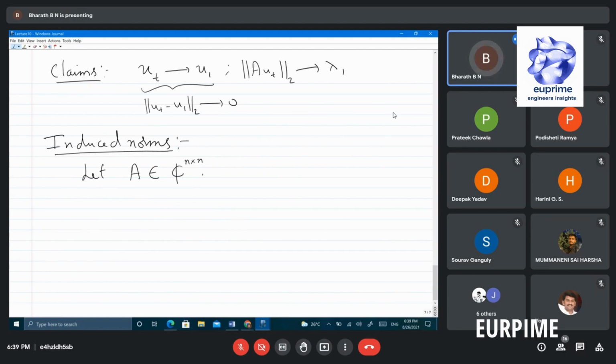Well, the set of all n cross n matrices forms a vector space. Therefore, there's an inner product. What is the inner product? Trace of A Hermitian B, right? That is your inner product. That will induce a norm called what? What is the norm induced by trace?